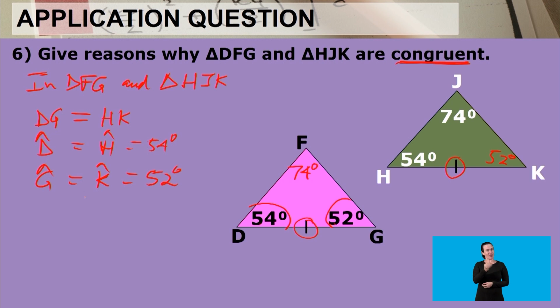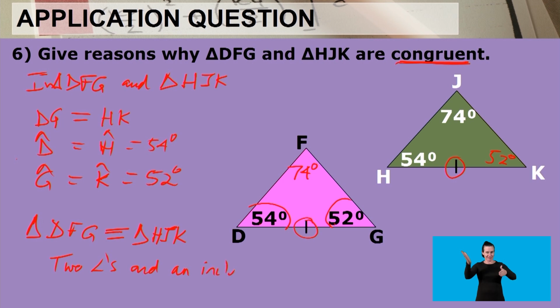And therefore, I have 3 reasons, so I can safely say triangle DFG is congruent to triangle HJK. The reason would be 2 angles and the included side. As you see in that diagram and in that diagram, that's what we're using.